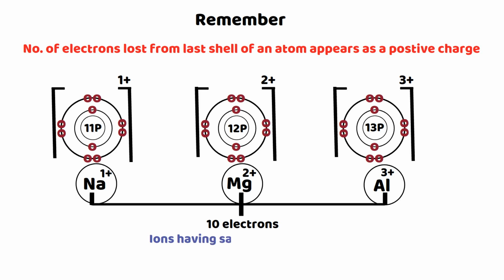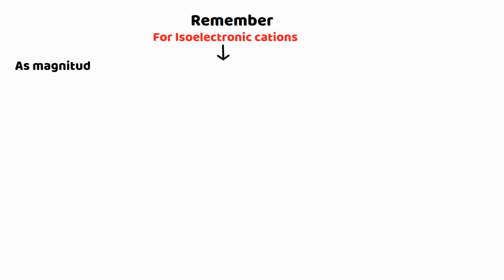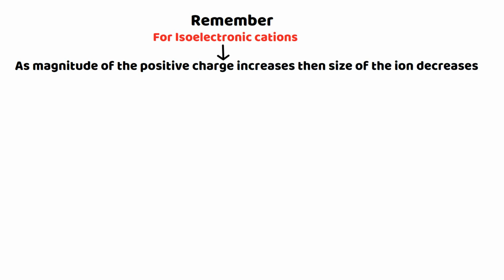These ions having the same number of electrons are called isoelectronic ions. Remember, in case of isoelectronic positive ions or cations, as magnitude of positive charge increases, the size of the ion decreases. So we can say aluminium 3+ has a smaller size than magnesium 2+ ion, and a magnesium 2+ ion has a smaller size than sodium 1+ ion.